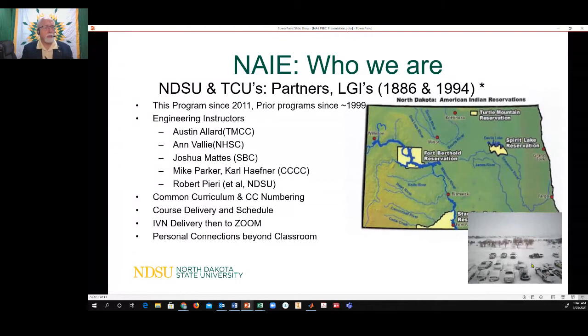I had to include a tremendous picture of our climate in North Dakota. This was last week. No, it wasn't last week. It was winter. One of the things we do with this outreach is we actually use mentors on site. So we have a number of colleagues. I have a number of colleagues at the different institutions. Austin, Ann, Josh, Mike, Carl, and myself work at it.